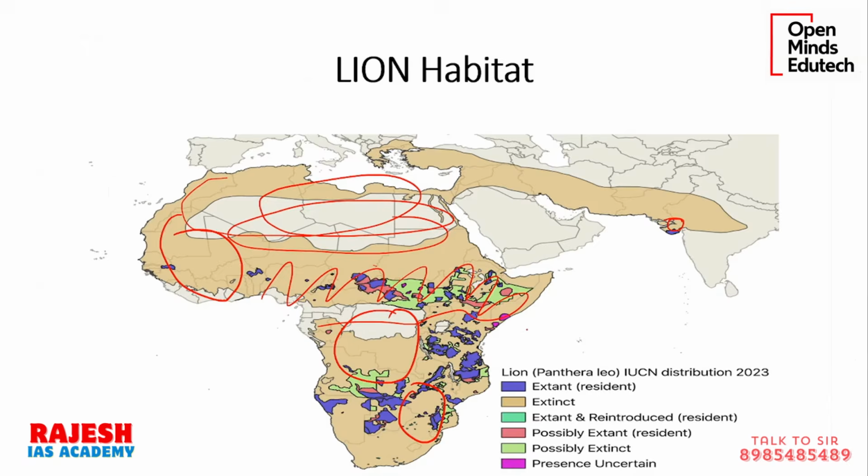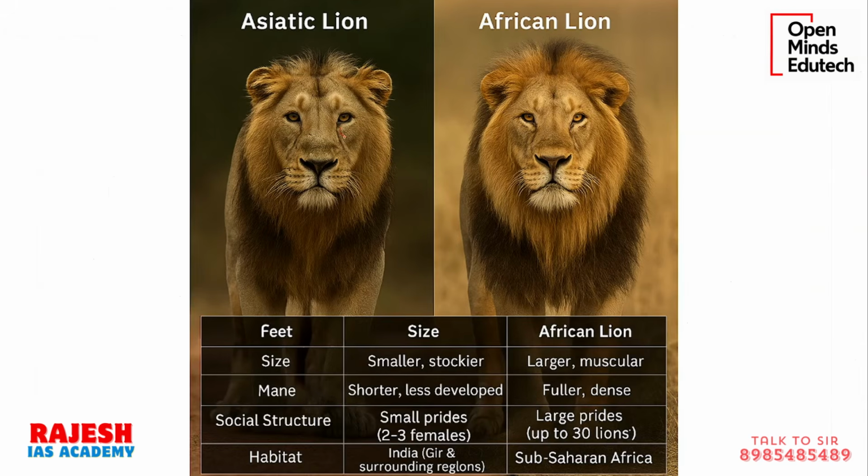You can see the image here. This is the Asiatic lion: smaller, lesser mane, lesser hair, ears clearly visible, comparatively thin. See this African lion: it is very muscular and the mane is larger. So here also the difference between Asian and African lion is given.